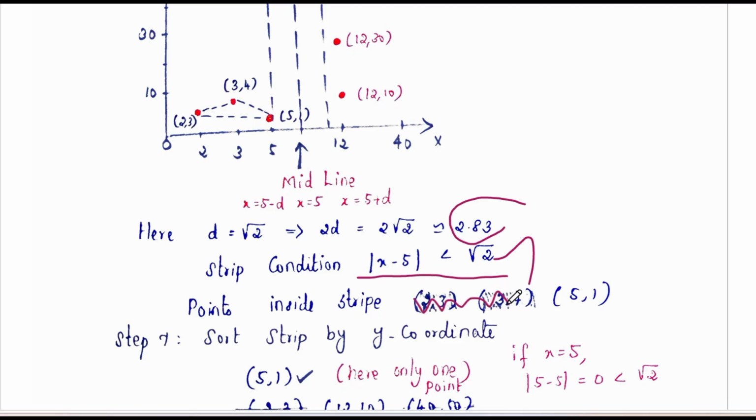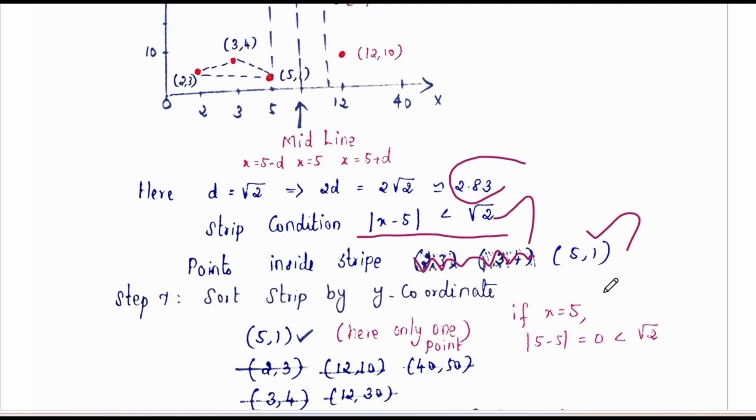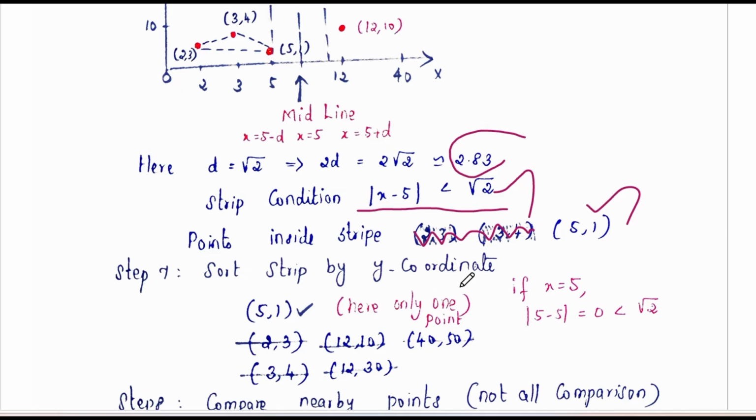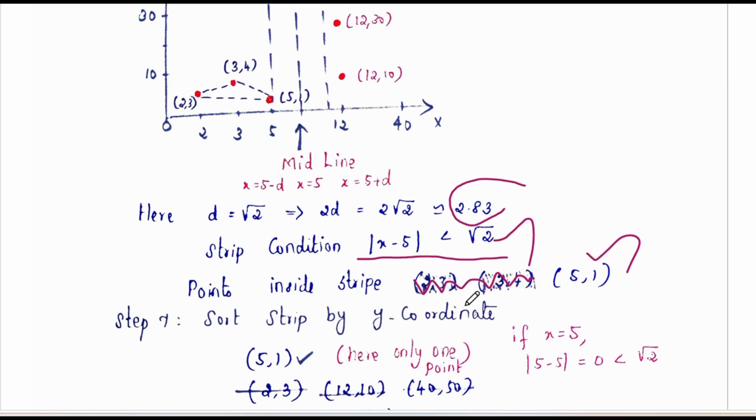So among the 3 points, only 1 point, (5, 1), lies inside the stripe. The point (5, 1) is inside the stripe. So sort the stripe by y coordinate. But here there is only one point, so there is no need to sort. If more than one point is inside the stripe, we sort those points based on the y value, in ascending order.